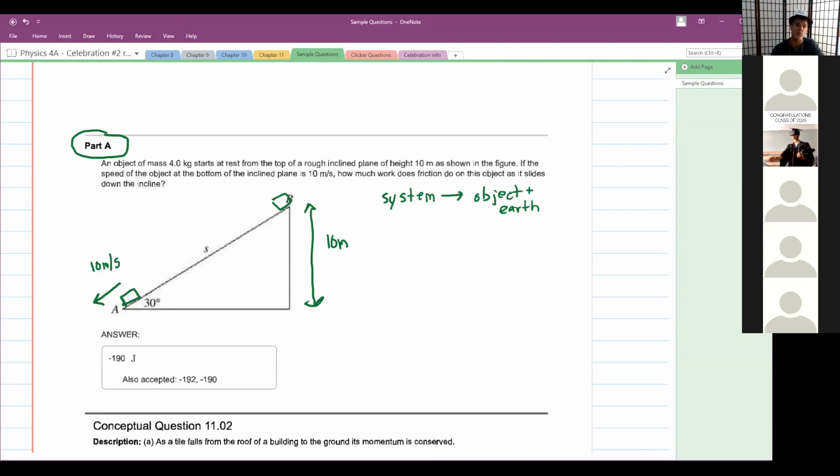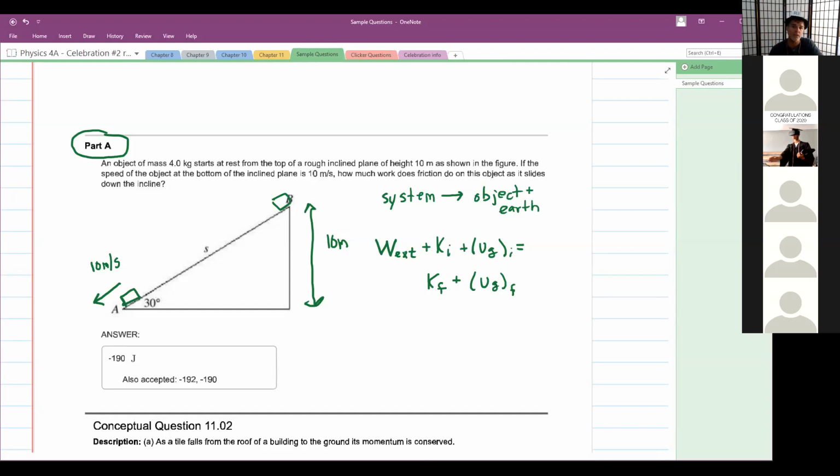So if I want to know how much work friction does, what I can say is the work done by all external forces plus my initial kinetic energy plus my initial gravitational potential energy equals my final kinetic energy plus my final gravitational potential energy. And here, I'm not including the ramp as part of my system. I'm not looking at thermal energy being generated. What I'm looking at is how much work friction does.